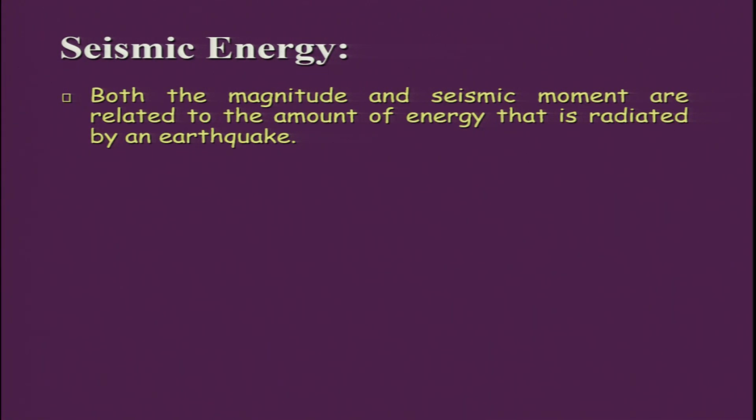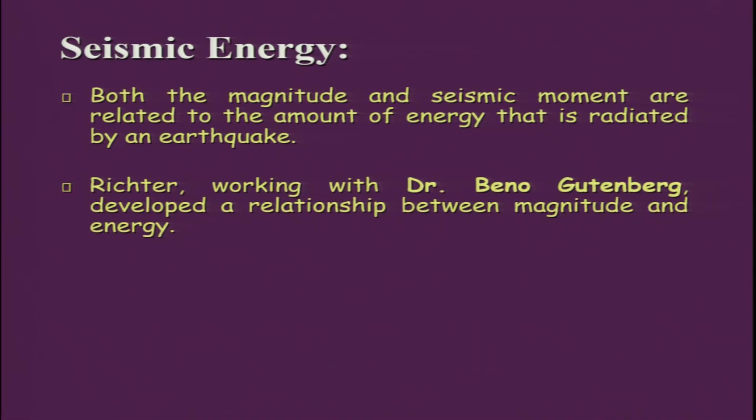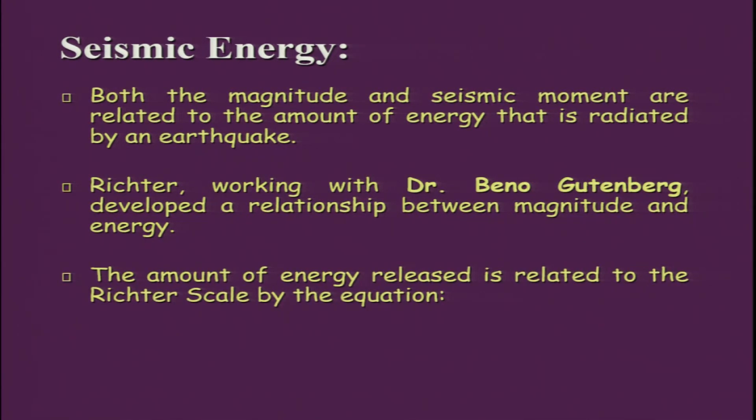Both the magnitude and the seismic moment are related to the amount of energy that is radiated from an earthquake. Richter, working with Gutenberg, developed a relationship between the magnitude and the energy. This is helpful when you want to understand how much energy is really required. This is the equation: log E is equal to 11.8 plus 1.5 M, where M is the magnitude.